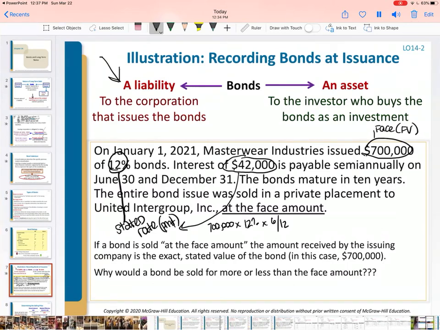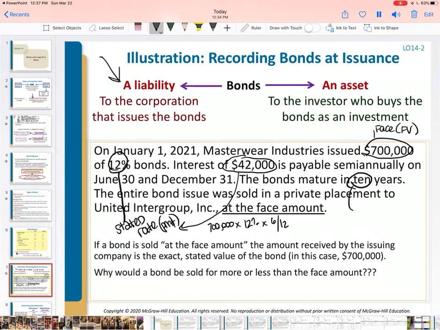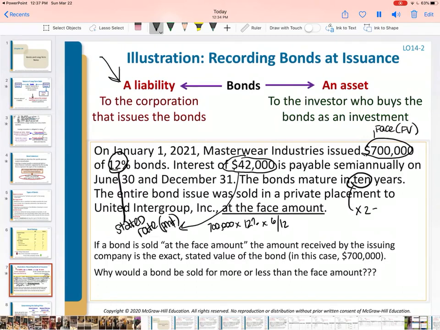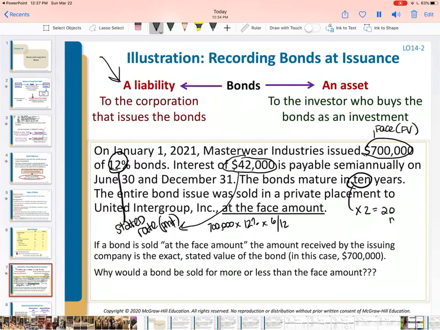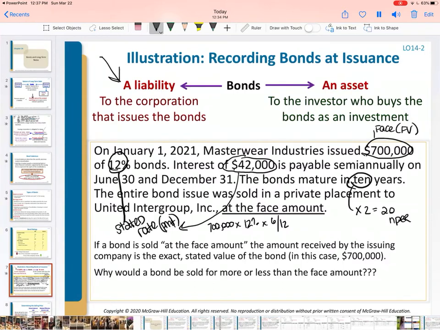So again, interest is paid semi-annually, June 30th and December 31st. The bonds mature in 10 years. So that's our maturity period. But we know that in order to figure out the number of periods that we would use in our equation, we would take that and multiply it by 2. And that's our number of periods. The reason why we have to do that is because we have to account for not only the maturity period, but also how many times interest is expected to be paid over the given period of time. So our number of periods would be 20.